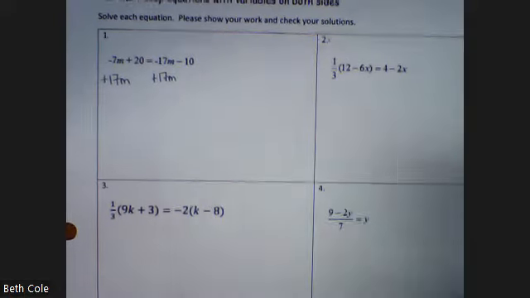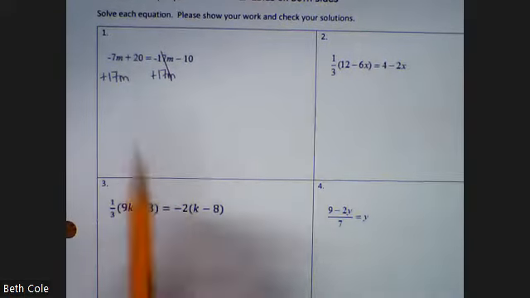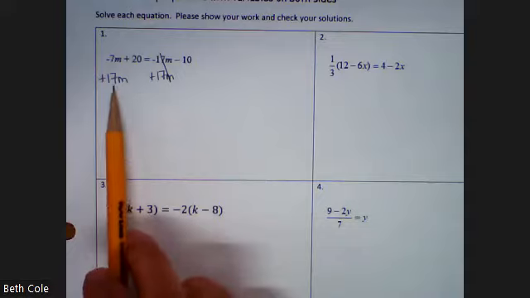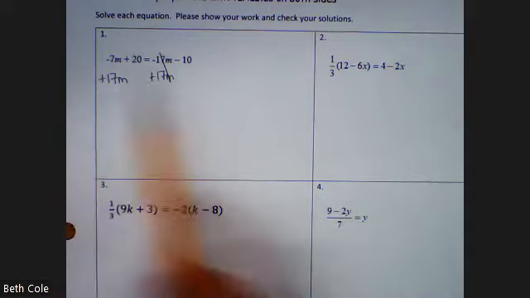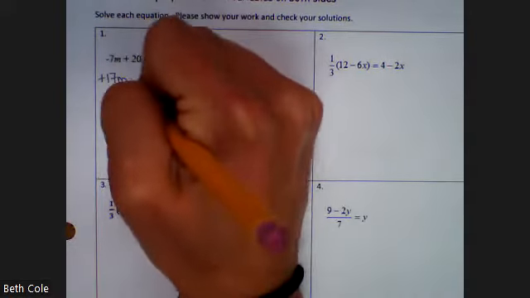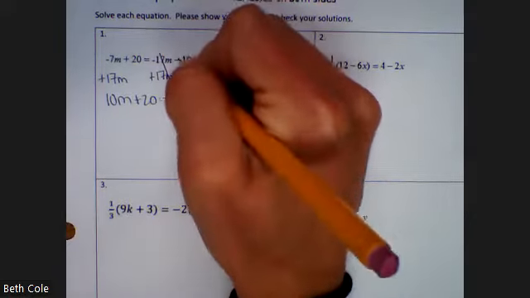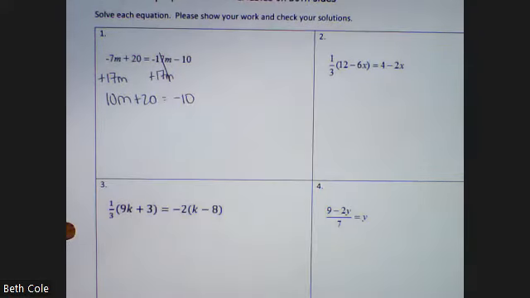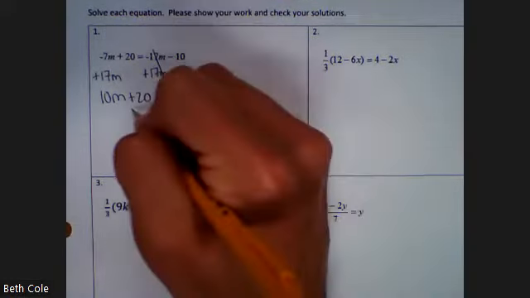Like, stay organized. All right, negative 7m plus 17m. What's that going to give us? Good, 10m plus 20 equals negative 10. Good, negative 10. That negative stays with the 10. Now it's exactly like what we did last class. Now what? You want to get the variable by itself. So what would be the next step? Subtract 20.